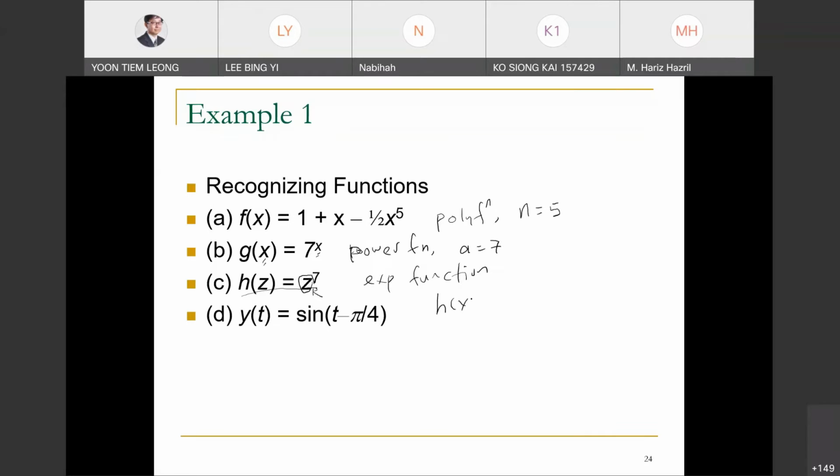For example, if I say this is a function, h of x equals x to the power 7, then you can recognize that x is a variable, and this is raised to the power of 7. Exponential and power. Doctor, am I right? Correct? Shouldn't exponential function and power function be the same? In an exponential function, the variable should be the power, right? Okay, so let me go.